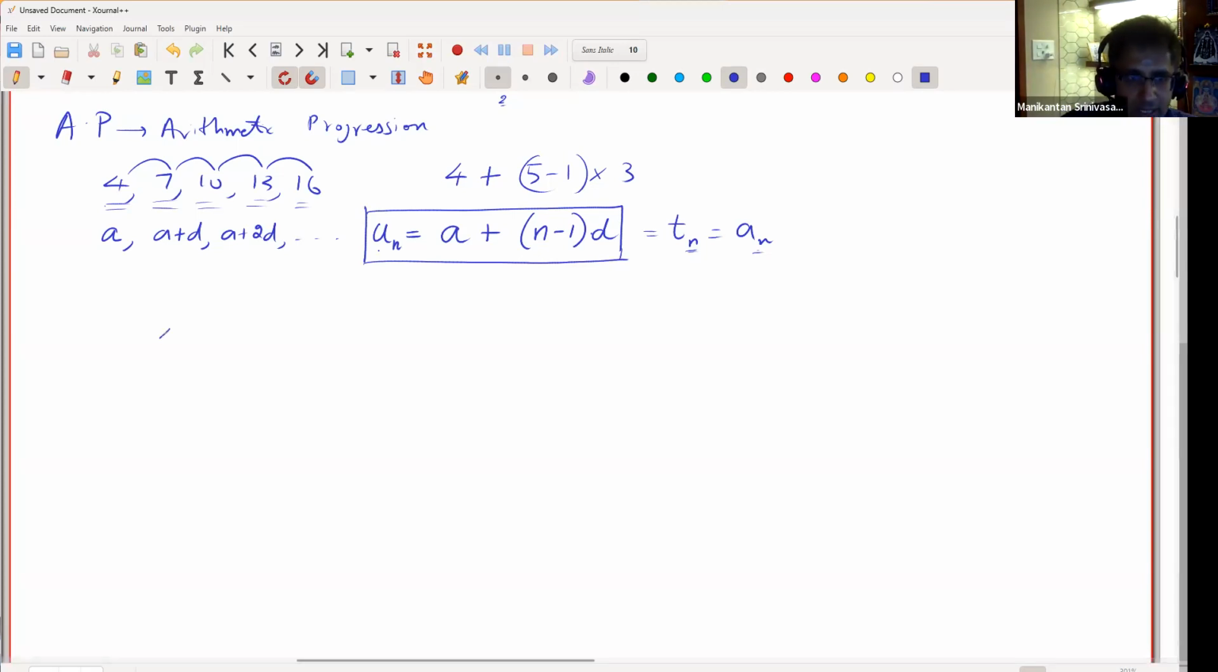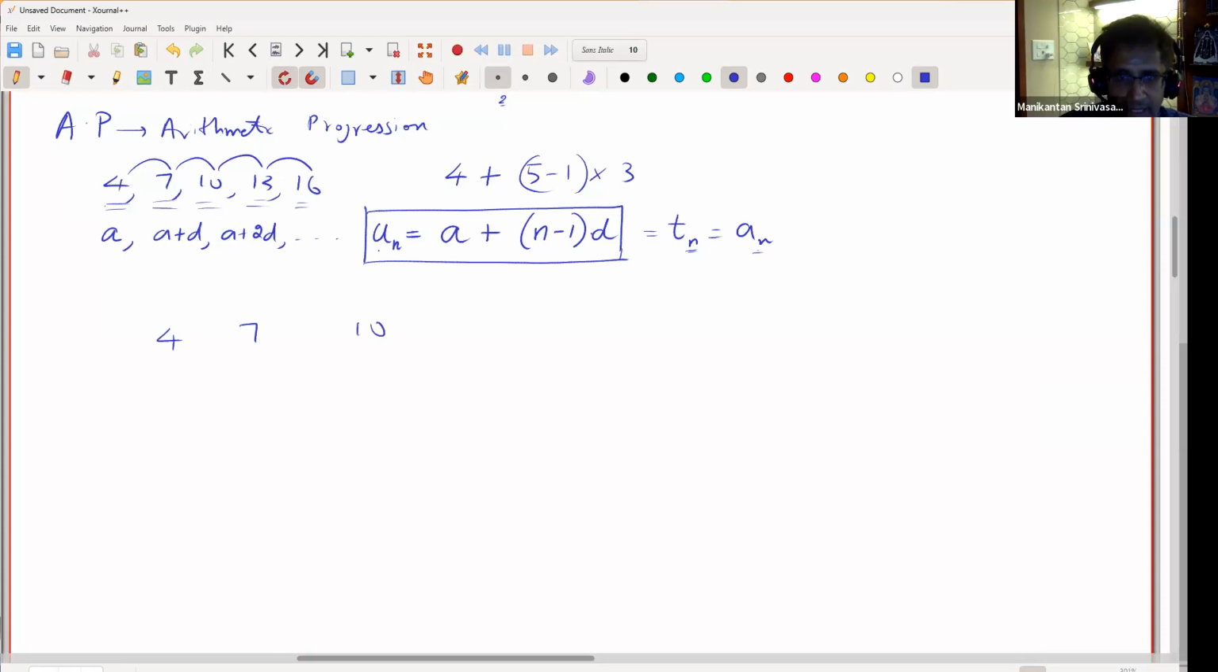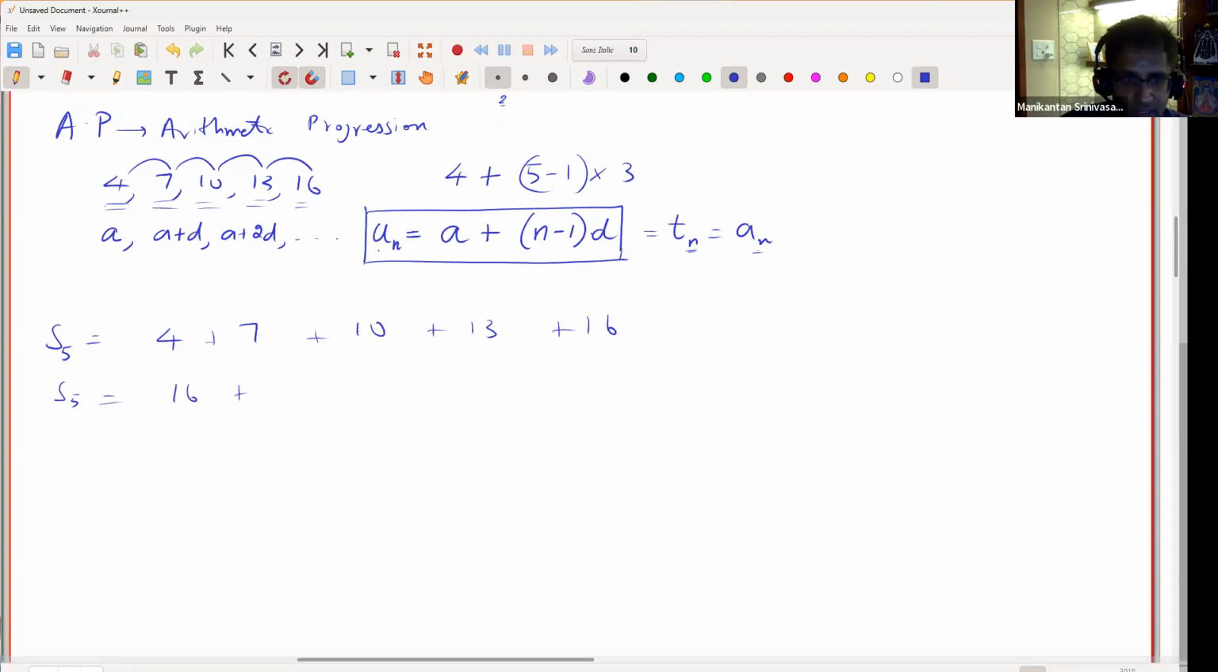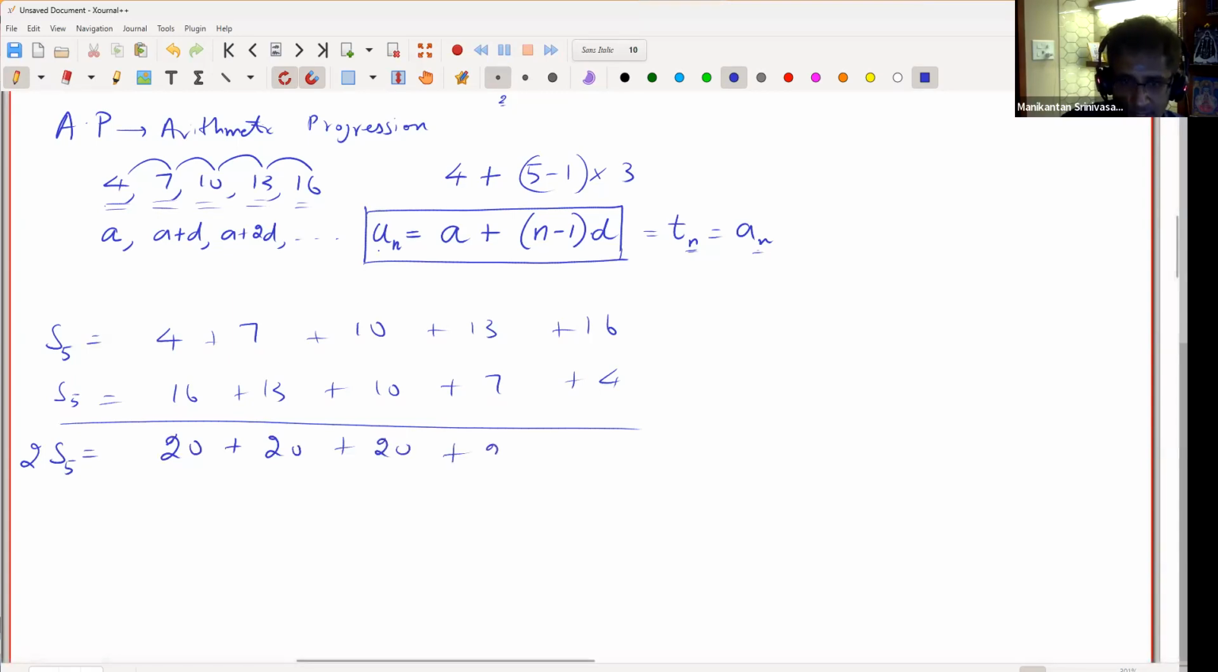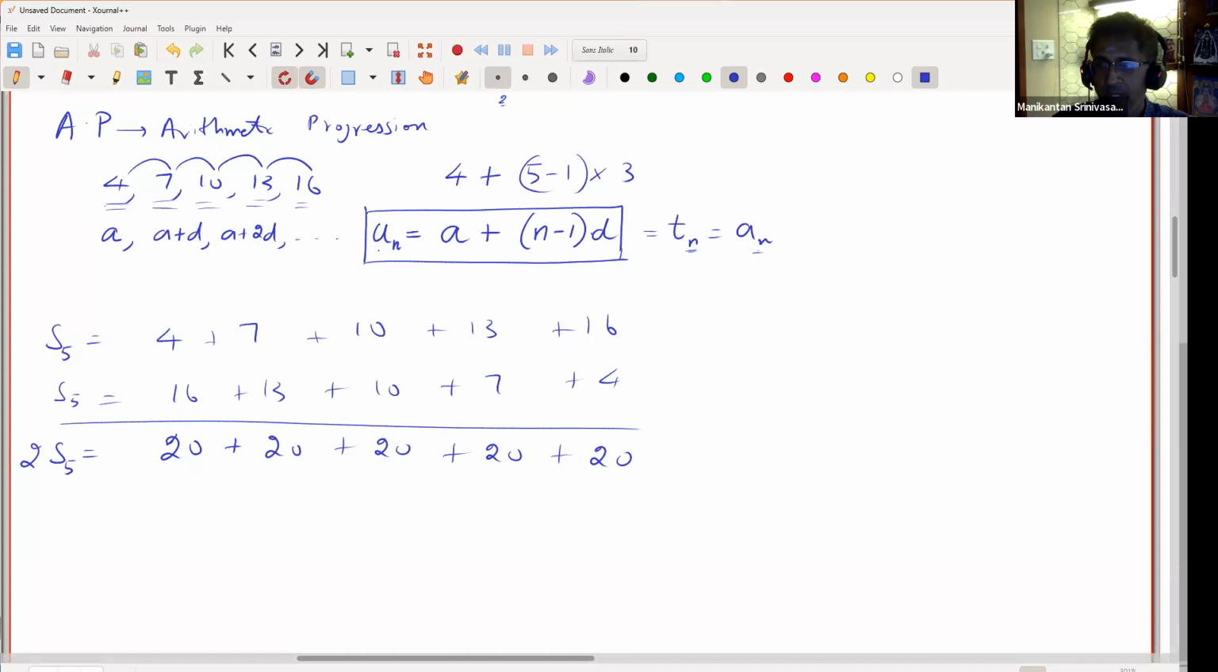So how do we do that? Let's take a simple example. Suppose it's 4, 7, 10, 13, and 16. Suppose I want to find S suffix 5, which is the sum of the first 5 terms. I can also write the same sum in reverse order: 16 first, 13 next, 10, 7, and 4. Now I can do a small trick. Suppose I add these two, then what do I get? 16 plus 4 is 20, 13 plus 7 is 20, 10 plus 10 is 20, 20, 20. And it's not coincidental. It's all the same 20 because of the way the arithmetic progression is uniformly spaced apart. So the first term and the last term compensate for the second and the second-last and so on, right?